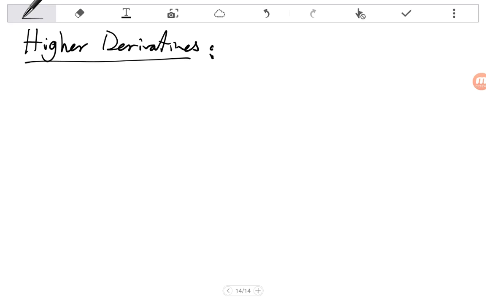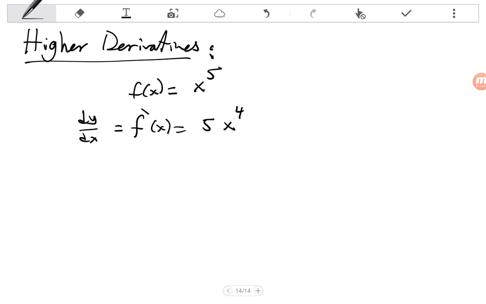Okay, there is something called higher derivatives. It is a simple concept. It is taking the derivative more than once. For example, if I had a function f of x equal to x power 5, the first derivative is f dash of x, which is 5x power 4. We denote this as dy by dx.